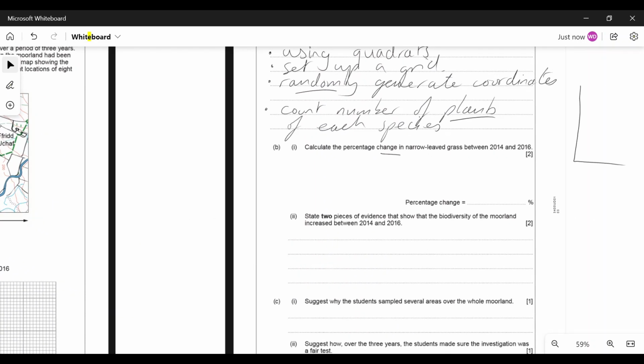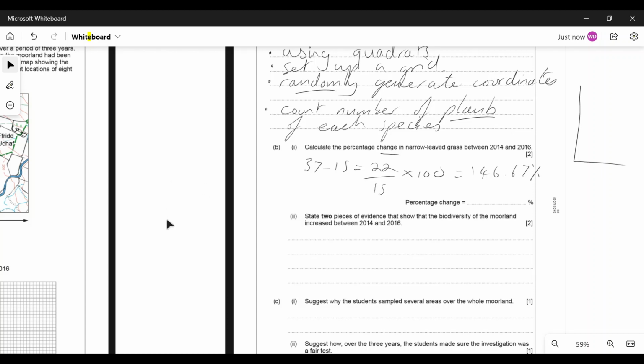percentage change, we need to know what the change was. 37, take away 15, which is 22. And then you divide that by the original, which is 15. And to make it a percentage, you times it by 100. So all in all, what you should get to is 146.66666 all the way through to 7. So you can simply round it as that.